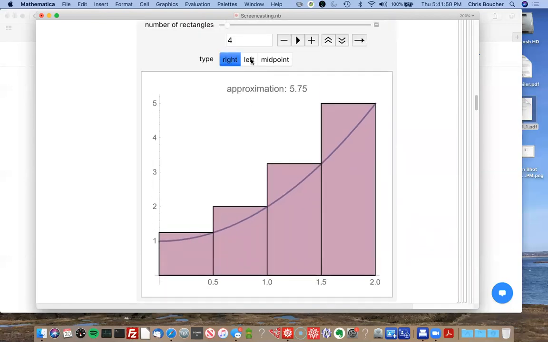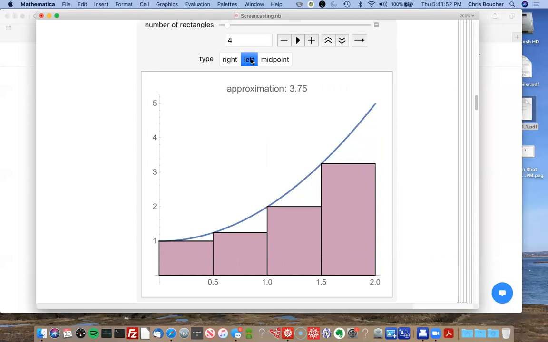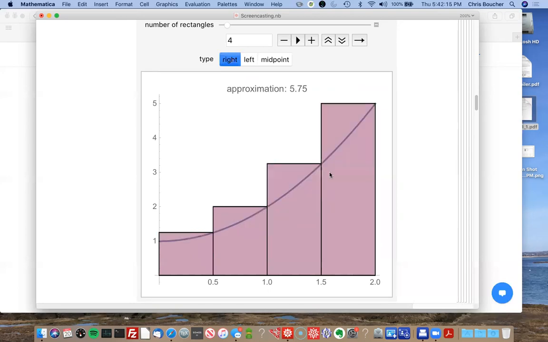Okay, let's get back to 4 rectangles. Let's compare this to the left approximation, right? So here's the left approximation. Notice the difference is that now the rectangle tops are drawn using the function value at the left end of the interval. So take, for example, the third rectangle. That's right here, right? 1, 2, 3. The way I get the top of the third rectangle is I use the function value at the left endpoint of the third interval, as opposed to the right endpoint of the third interval, the way this one is.